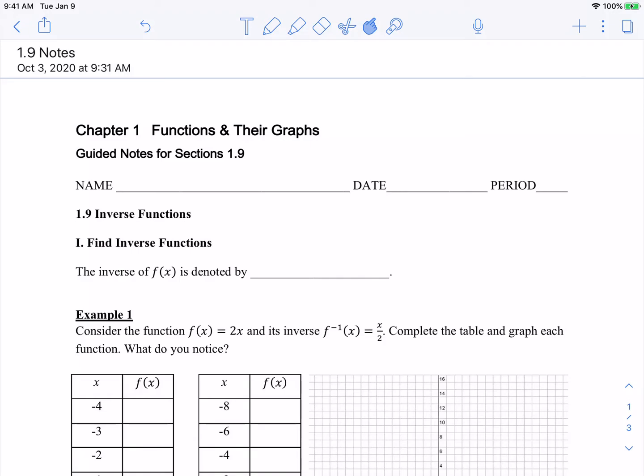Welcome back. Today we'll cover inverse functions. So inverse functions are shown with f raised to the negative 1 of x. So for any function f of x, we use the notation f to the negative 1 of x to represent inverse functions.